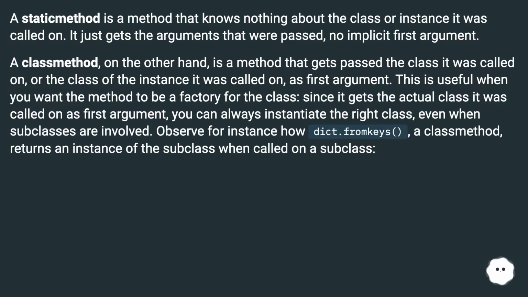This is useful when you want the method to be a factory for the class. Since it gets the actual class it was called on as first argument, you can always instantiate the right class, even when subclasses are involved. Observe for instance how dict.fromkeys, a class method, returns an instance of the subclass when called on a subclass.